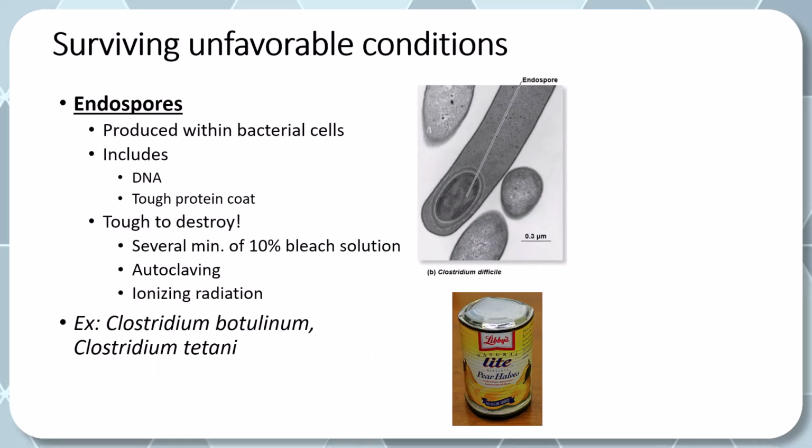To survive unfavorable conditions, some bacterial cells produce something called an endospore. The endospore has DNA and a tough protein coat, and these endospores are tough to destroy. So they need several minutes of a 10% bleach solution. And let's be serious now. When you wipe off a countertop or something like that, if you feel like you need to get bleach, are you waiting several minutes?